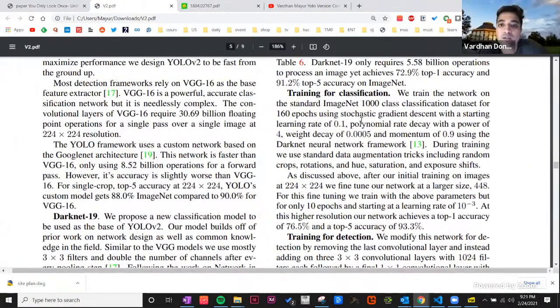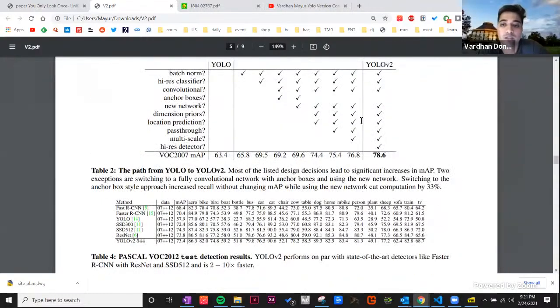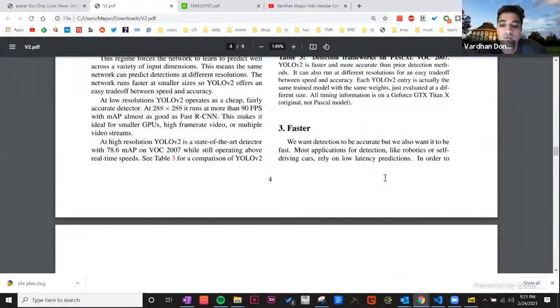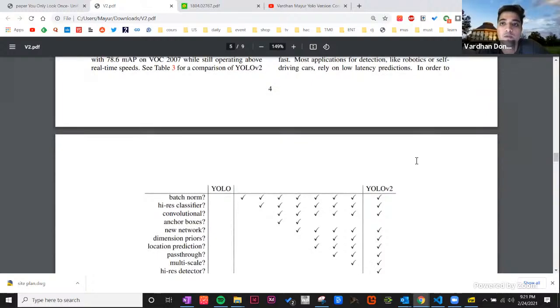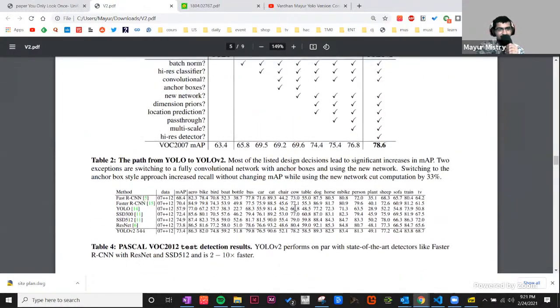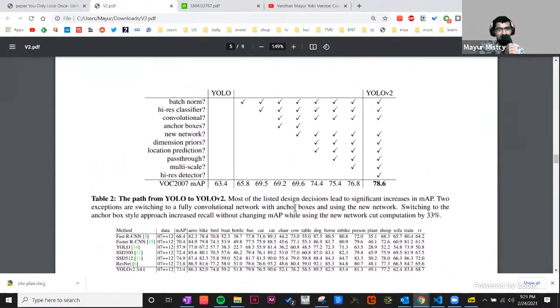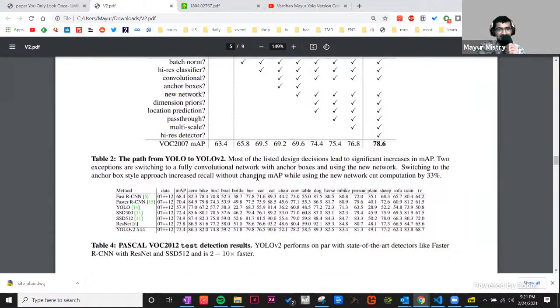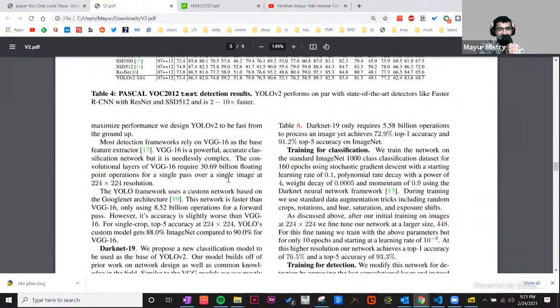Can you point it out in the paper, like where you... Like, about this? I just want a very simplified version, like why it's faster.